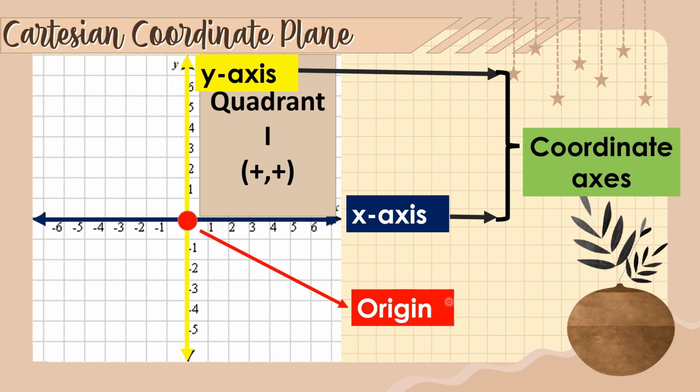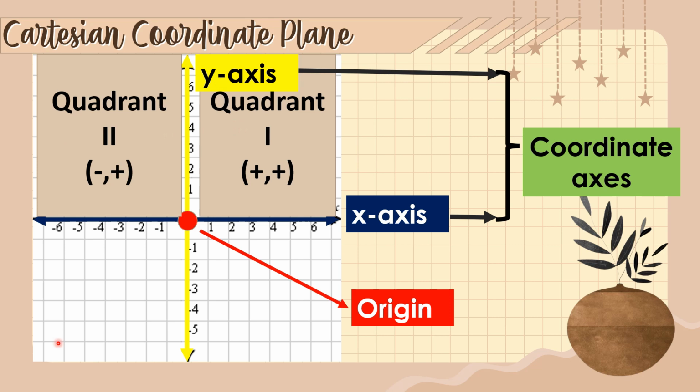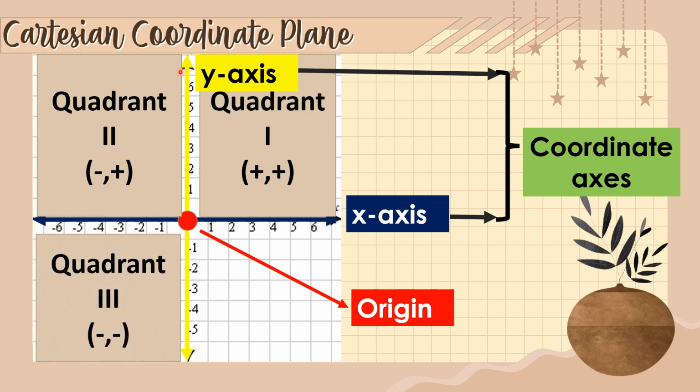Now, this part here is called quadrant 1, where all the values of x and y are positive. On the other quadrant, this is quadrant 2, where x is negative and y is positive. Now, let's proceed to quadrant 3. In quadrant 3, all the values of x and y are negative. Negative x and negative y.